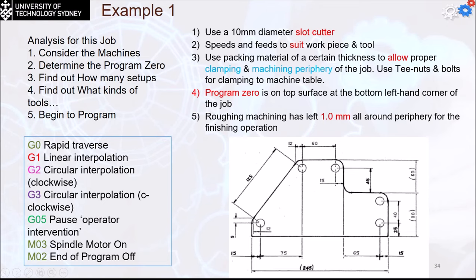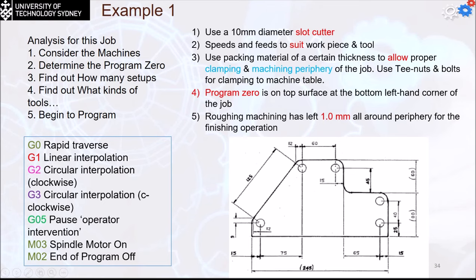So you can choose the cutting tool diameter, and let's say it's going to be 10 millimeter diameter. The speed of the feed should suit the workpiece and the tool, because you know that we have different cutting tools. Each one has a certain value for the feed rate, depending on the cutting tool material, whether it's carbide insert or high speed steel. Use backing of the material for a certain thickness to allow proper clamping and machining of the periphery of the job. Then we can use T-nuts and bolts for clamping the part to the machine table.